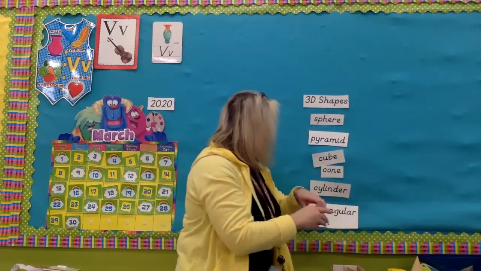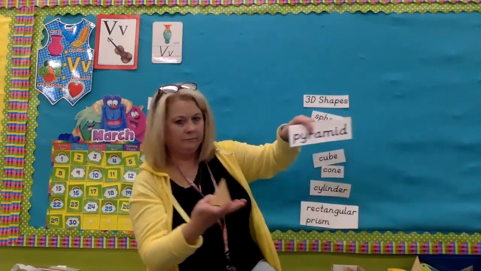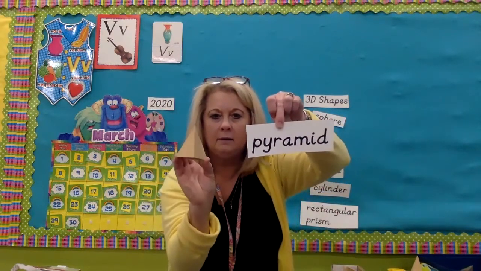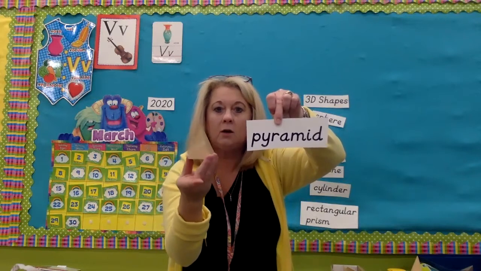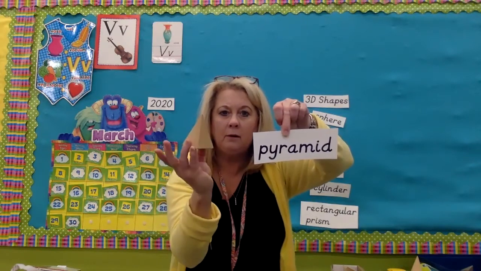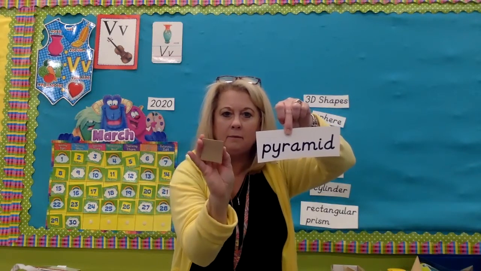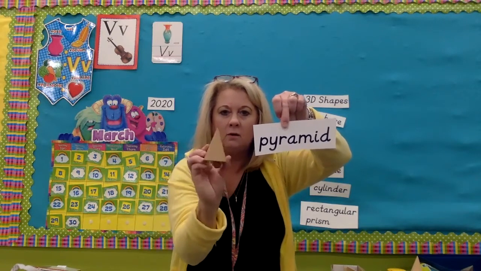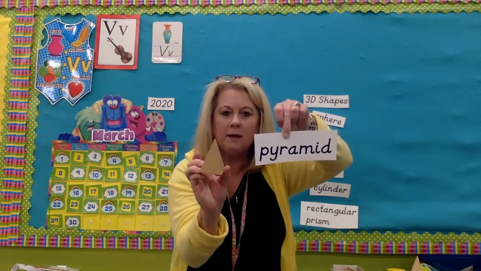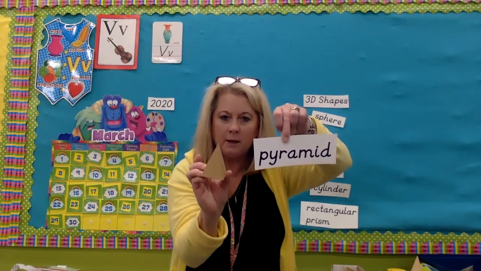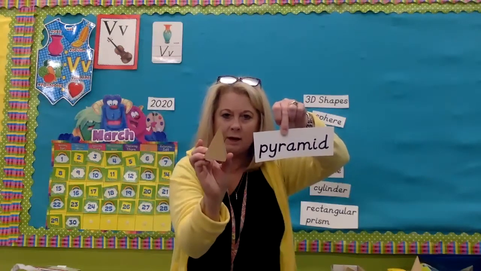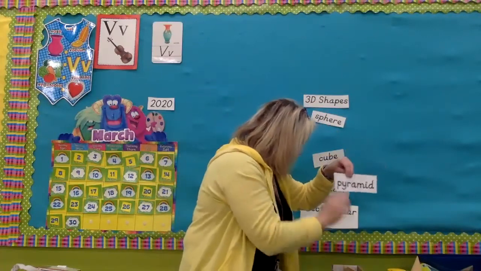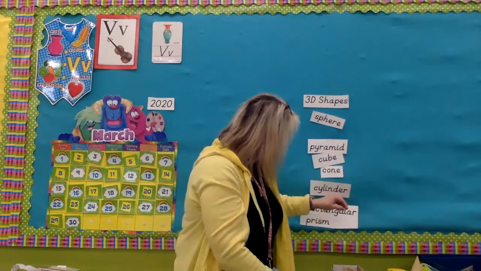All right, let's look at another one. Okay. Ooh, this one's interesting. Look at it. Kind of shaped like a what? Looks like a triangle, but he's called a pyramid. Look at the bottom of him. And then look at the sides. It's called a pyramid. He is a 3D shape. Solid figure.